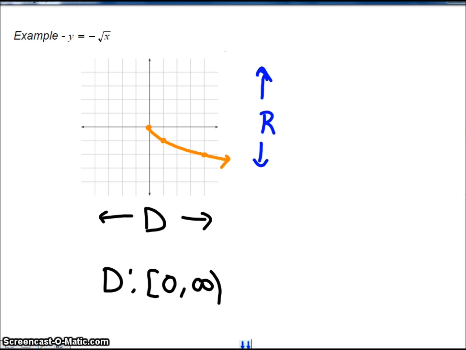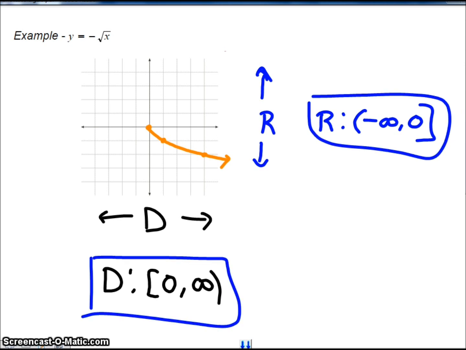The range, again, we find that from the graph by asking ourselves how far down does the graph go, how far up does it go. And it goes down forever. It's not limited in how far down it will go. It keeps going to the right forever, and it's heading down as it does that. But it is limited in how far up it will go. It only goes up as high as y equals 0. So the range will be -infinity to 0. So these will be our domain and range.